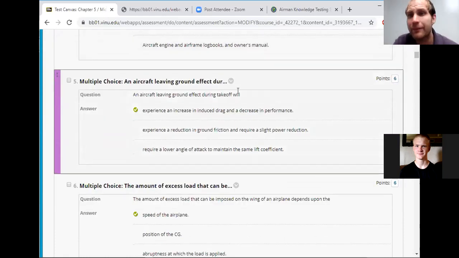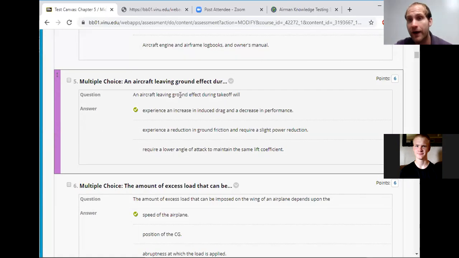We got an aerodynamics question here for us from our aerodynamics section. An aircraft leaving ground effect during takeoff will experience an increase in induced drag and a decrease in performance. So this is the exact same question that's been put on our midterm that we had on our earlier chapter test. It's a tricky question.